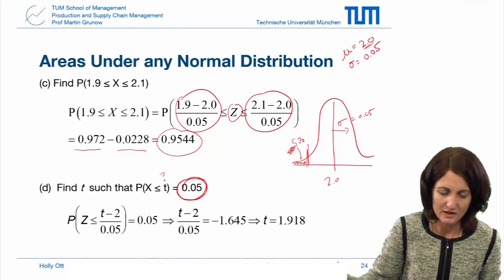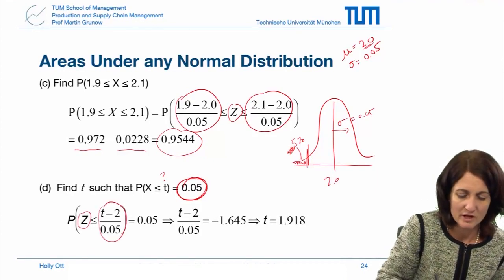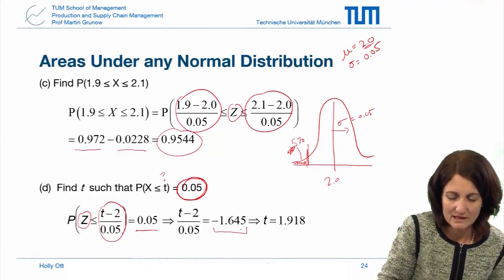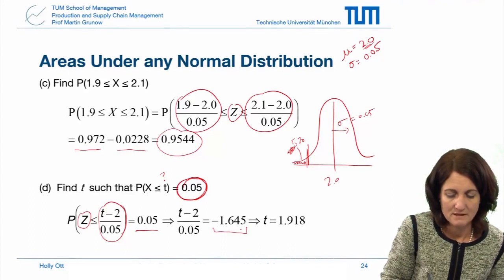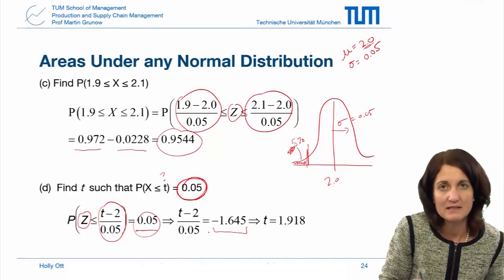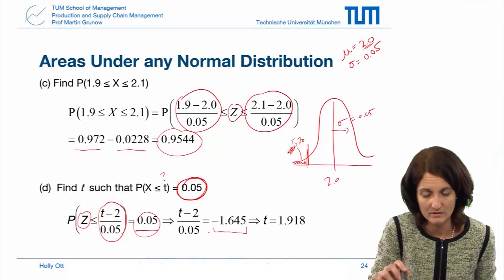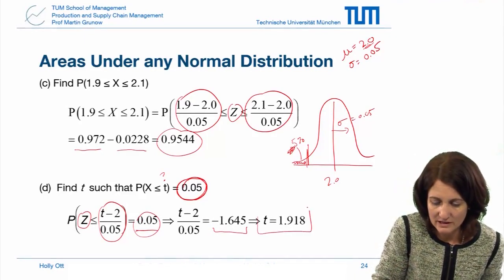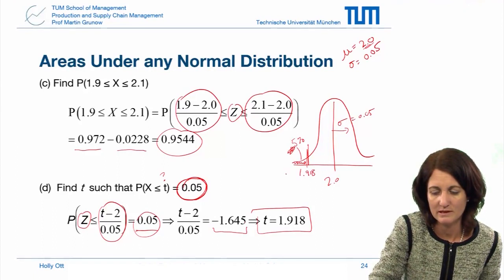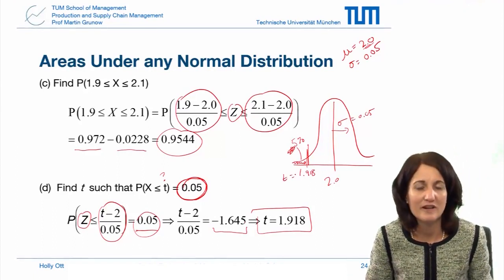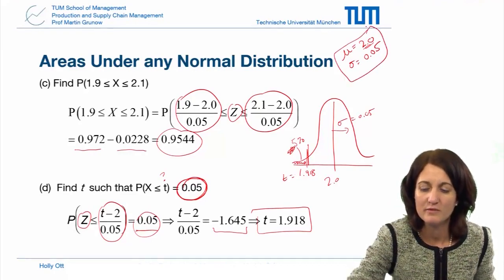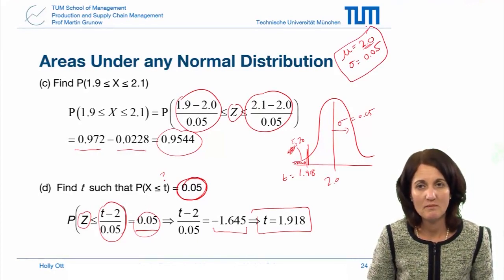Do our transformation though. So we've got z, we transform our t, we look up in our table 0.05, and we find the z value. If we look this up in the table, it'll be at a z value of minus 1.645. Try that on your own. And we can solve for t. We'll find that t equals 1.918. It's our variable t. And that means 5% of the population is below 1.918 for a random variable that is normally distributed like that. Okay?